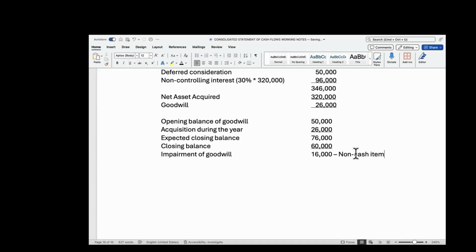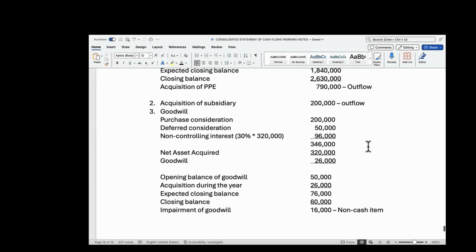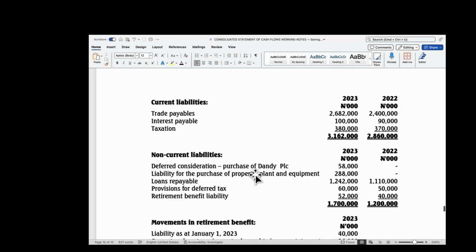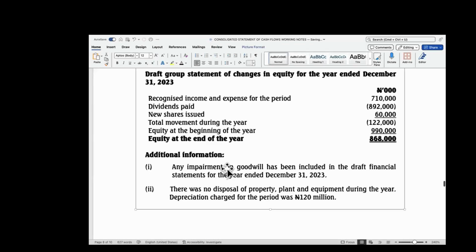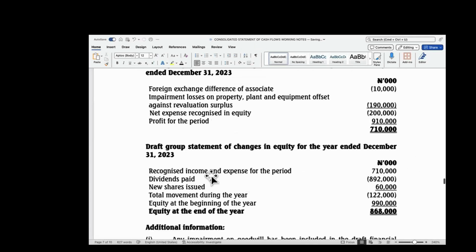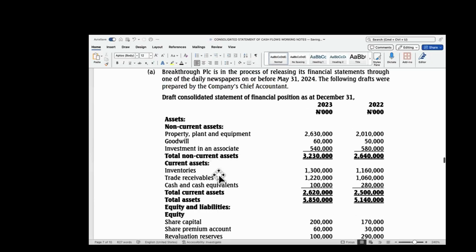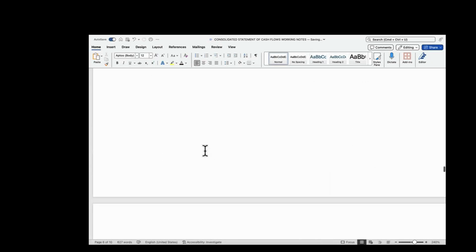Okay. All of you know how to compute goodwill. So I'm just doing the movements in the goodwill. Just because the examiner told me, if you look at additional information one, that an impairment of goodwill has been included in the account. So I need to get it. And I've gotten it out. Fine. So movements, very important. So the next item is investment in associates. Let me do my movement for that.